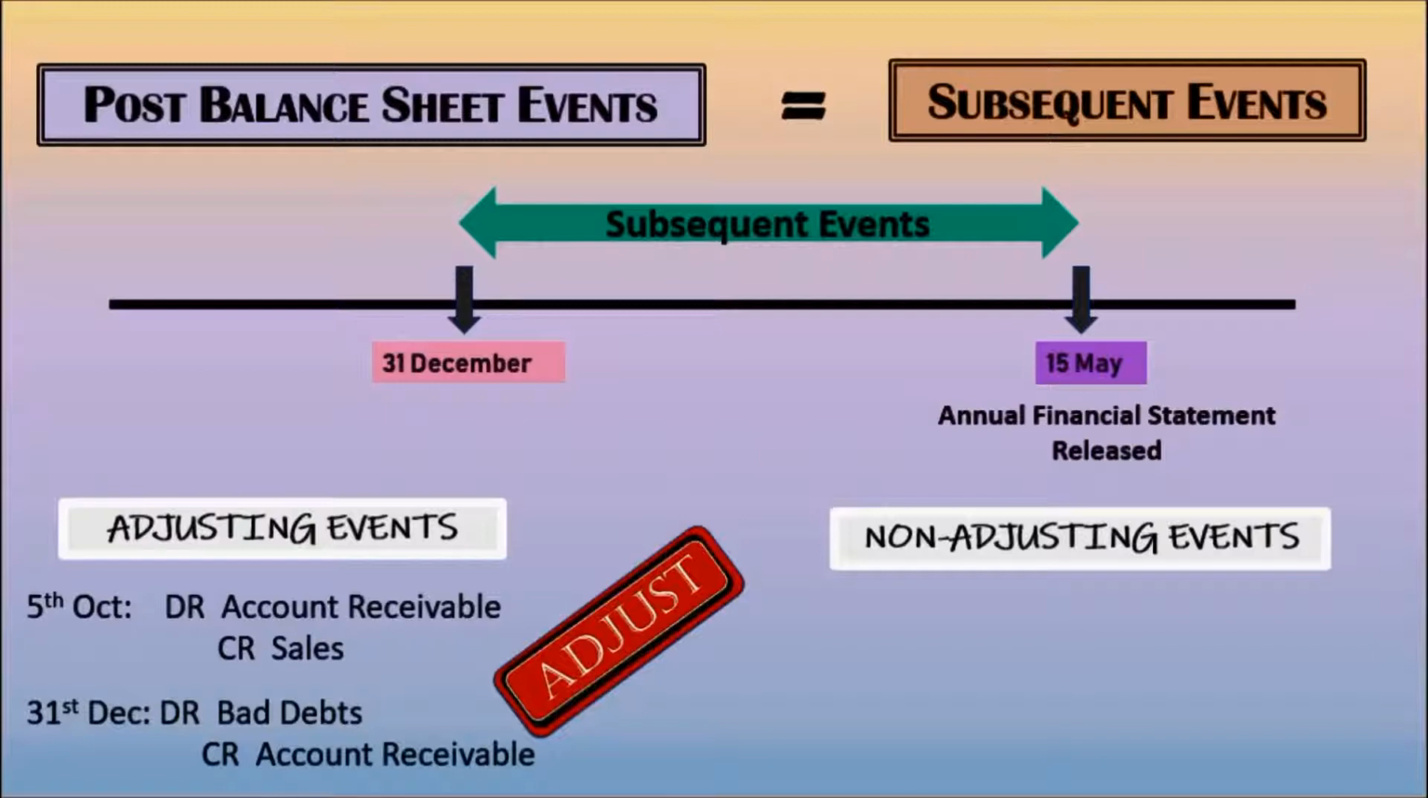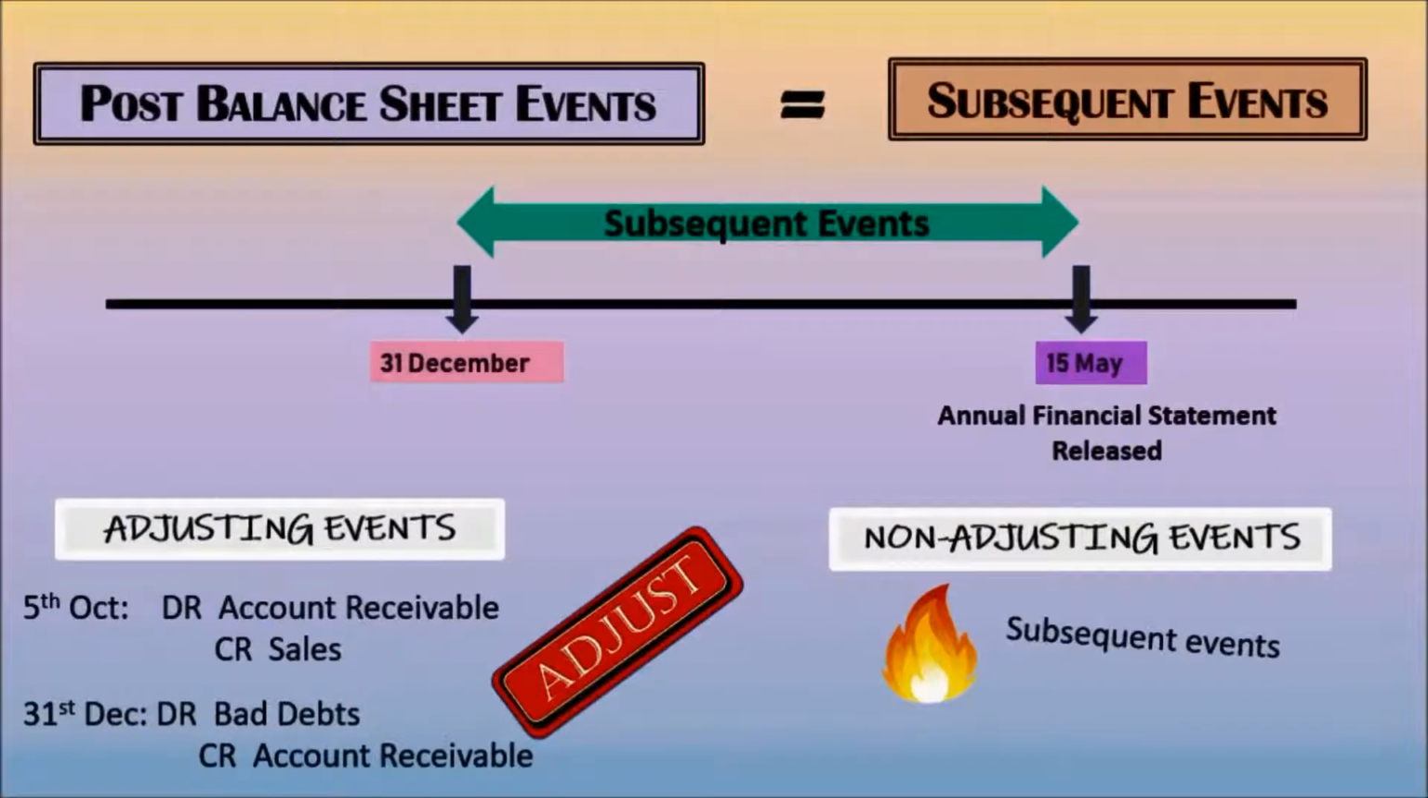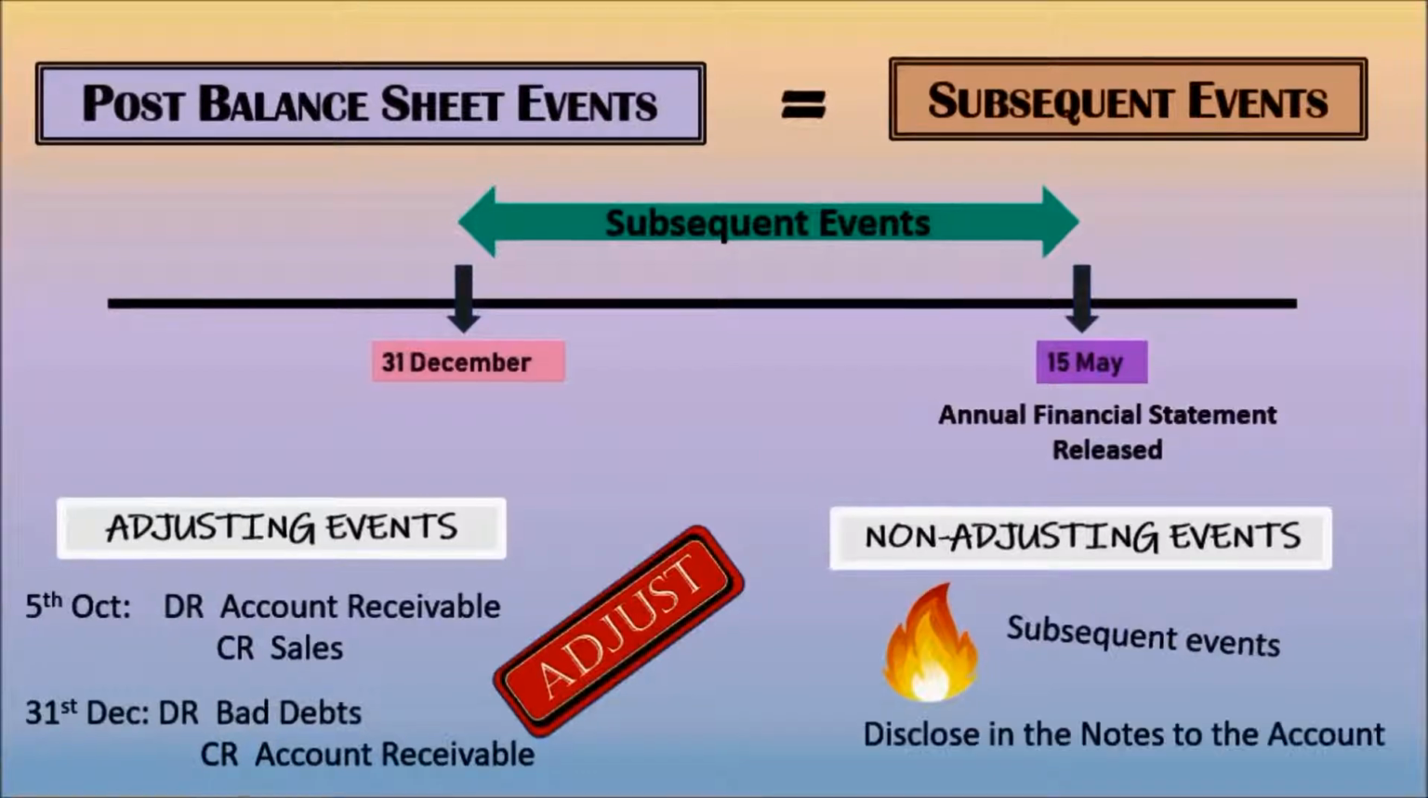The next type of subsequent event is the non-adjusting event. A non-adjusting event arises after the balance sheet date, for example, during the subsequent event there was a fire at the warehouse. Thus, we need to disclose it in the notes to the account.